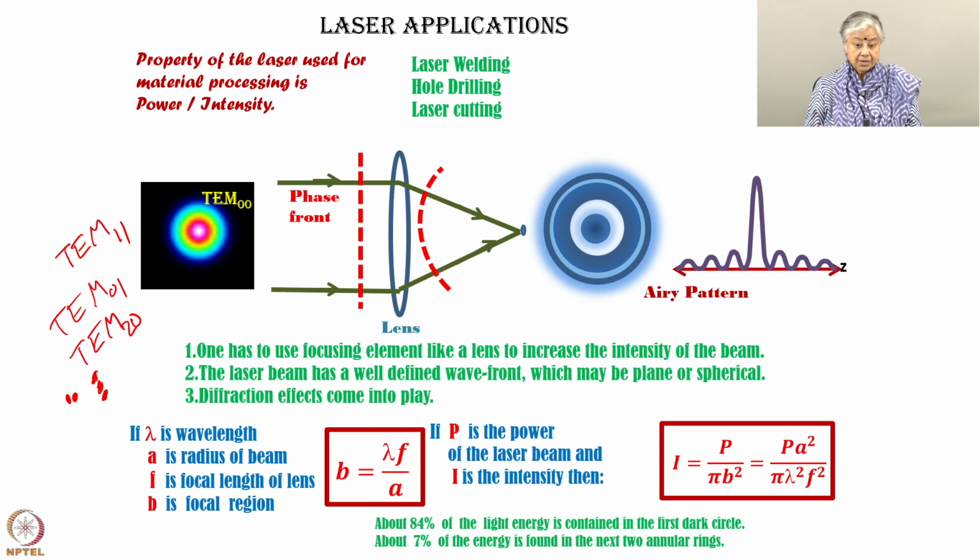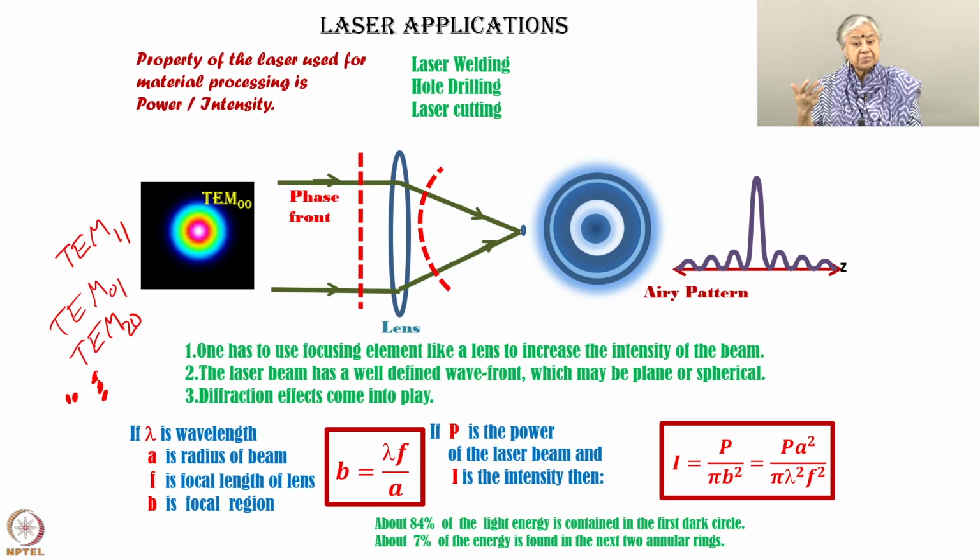And then about 84% of the light energy is in the center, in the first dark circle, that means here 85% of this energy is here. And if you eliminate all this, you have eliminated 7% of the energy which is found in these two annular rings. So, if you put an aperture, you have lost out 7% of the energy.